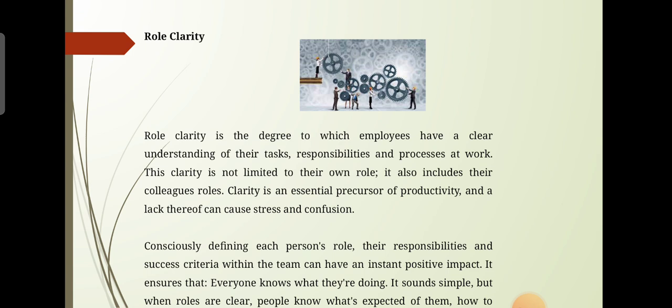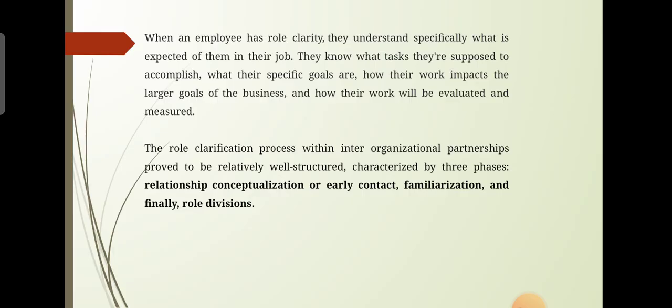Clarity is an essential precursor of productivity, and the lack thereof can cause stress and confusion. If you don't have role clarity, you won't know what to do, what your responsibility is, and what tasks you need to do. Defining each person's role, their responsibility and success criteria within the team can have an instant positive impact. It ensures that everyone knows what they are doing. It sounds simple, but when roles are clear, people know what's expected of them, how to behave, and what they need to accomplish. So always a person should have role clarity.